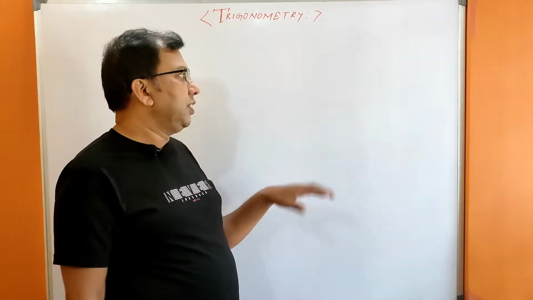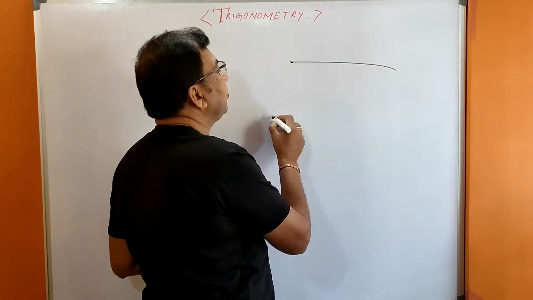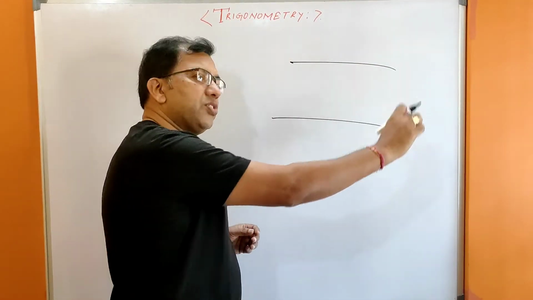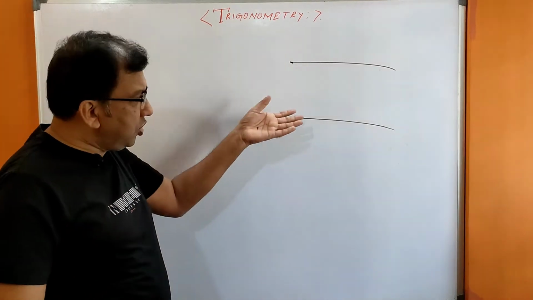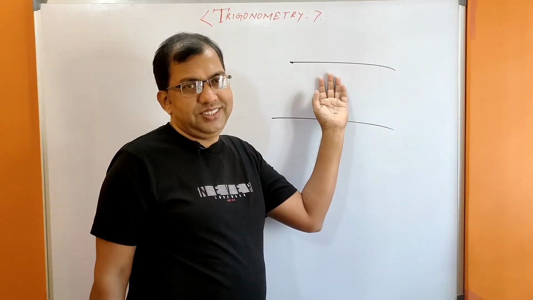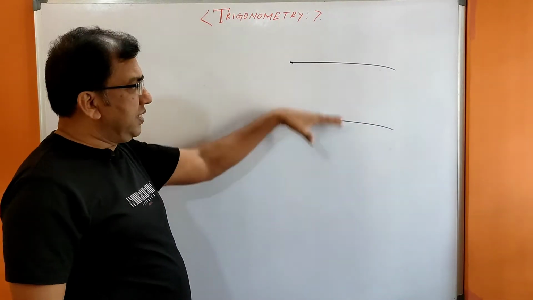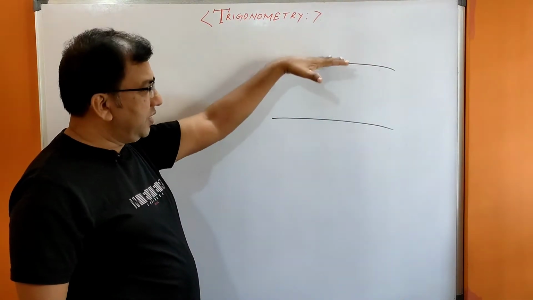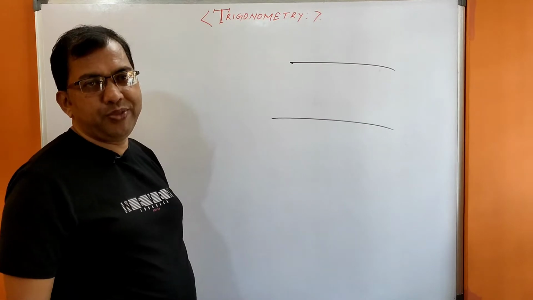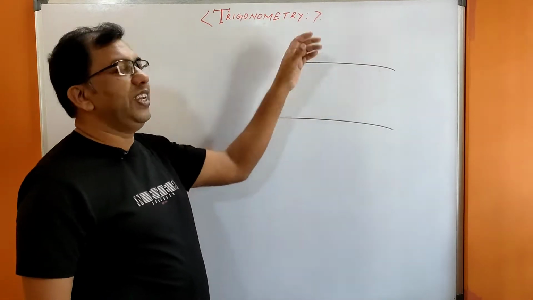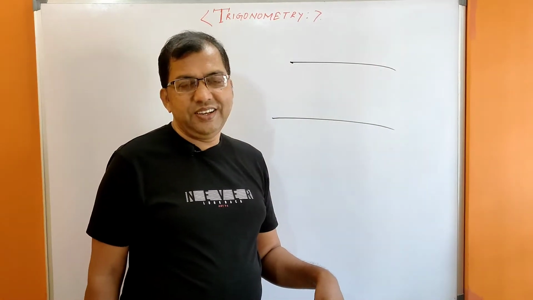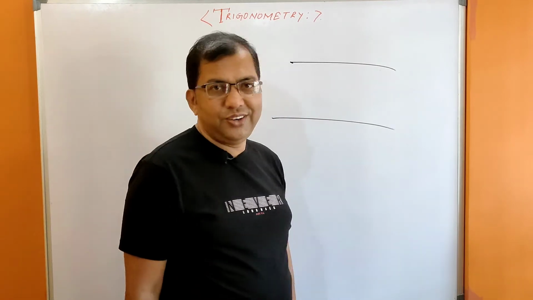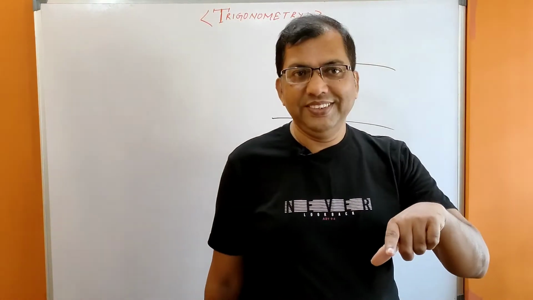Besides this, suppose this is the river. It is a high current river. So how to measure without crossing the river? How to measure the breadth of the river without crossing it? Is it possible? No, but possible.